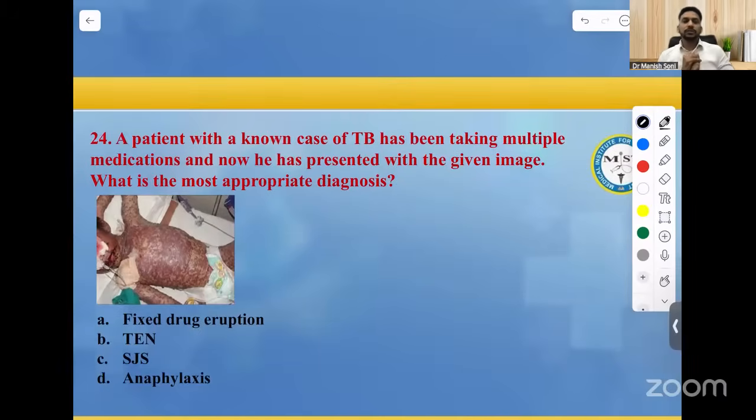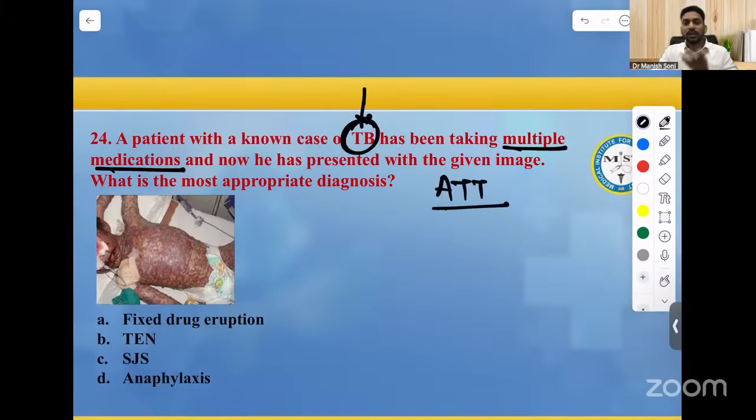So 24th, a patient with a known case of tuberculosis has taken multiple medications. Yes, because whenever a patient has tuberculosis, the patient has to take multiple medications, ATT, anti-tubercular therapy. What are anti-tubercular first-line drugs? Isoniazid, rifampicin, ethambutol, pyrazinamide, streptomycin. Now, among these, the patient must have taken these drugs. Now he has presented with the given image. What is the most appropriate diagnosis and what is the patient having?